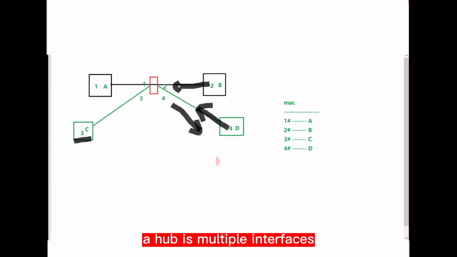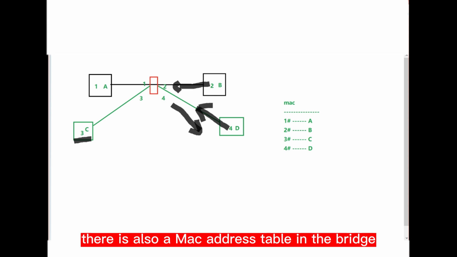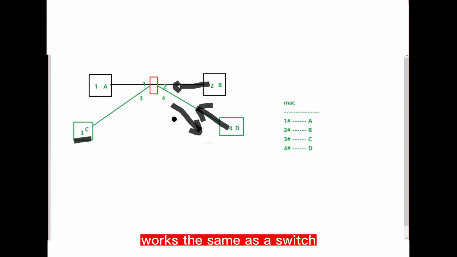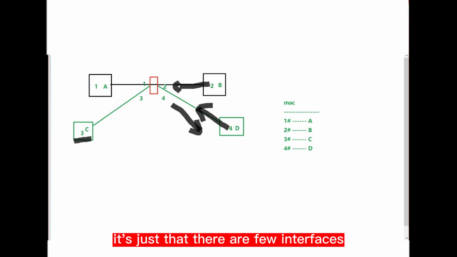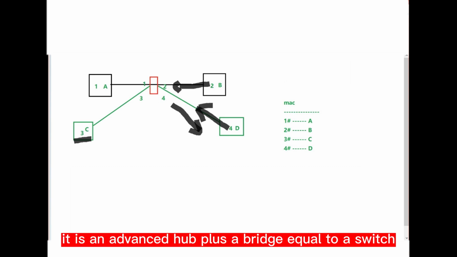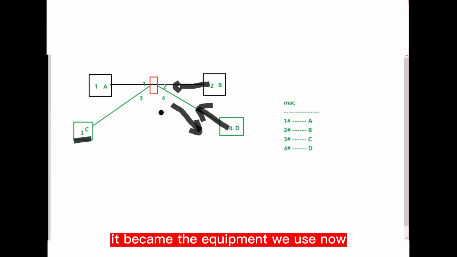A hub is multiple interfaces. There is also a MAC address table in the bridge. It works the same as a switch, it's just that there are few interfaces. An advanced hub plus a bridge equals a switch, all in one. In the end, it became the equipment we use now.